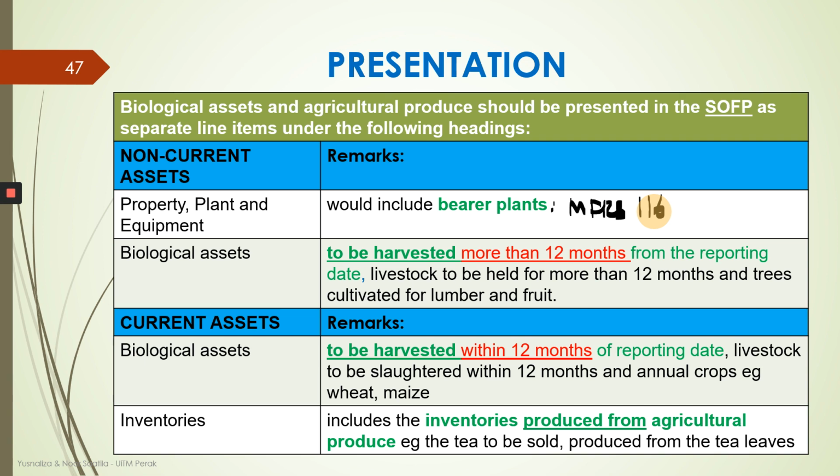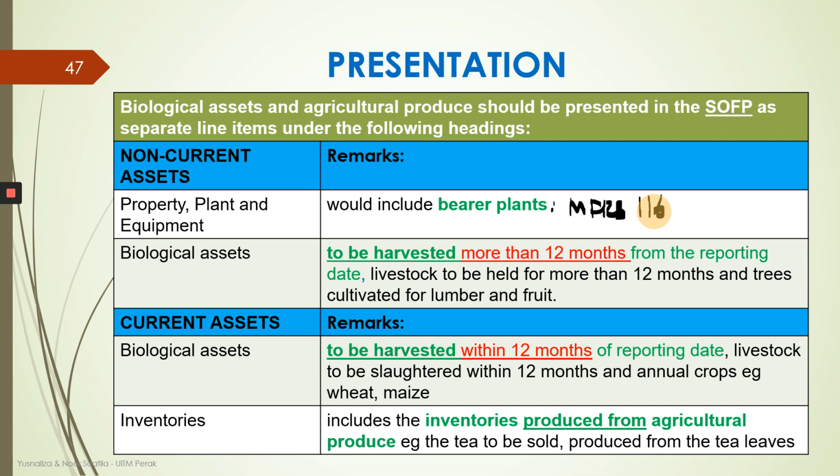However, if you have biological asset that can produce like perennial cropping, which is for maybe every 3 months or maybe every 6 months or every month, right? That is to be harvested within 12 months, right? So that has to be shown as current asset. Let's say you have a livestock like chicken that have to be slaughtered within 12 months, or maybe annual crops like wheat that will have to be harvested within less than a year. Those should be put under biological asset.